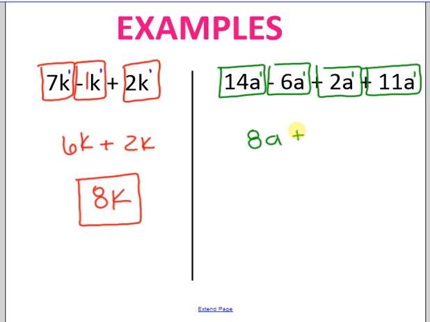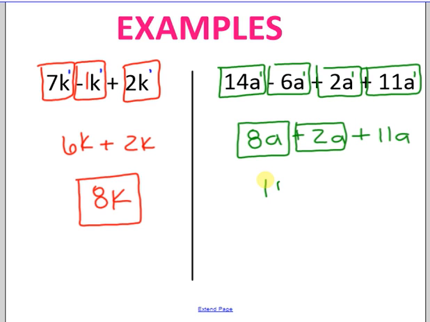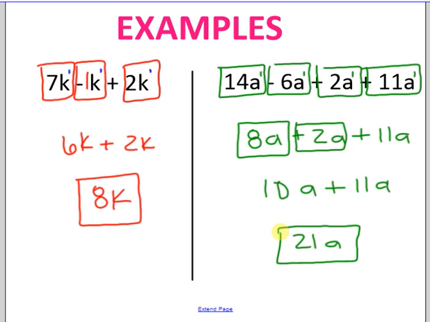And then I'm going to rewrite the problem. Plus 2a plus 11a. So then I have 8a plus 2a, that's 10a plus 11a. So 10a plus 11a is 21a. And it is going to get trickier than this when we add exponents in.